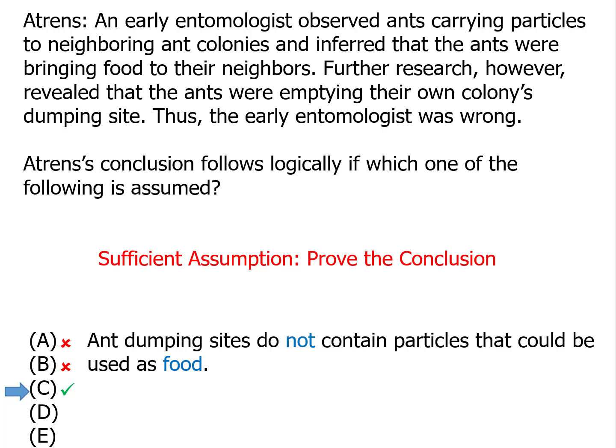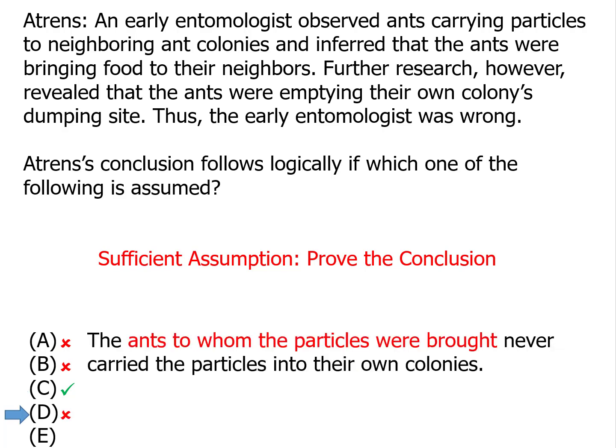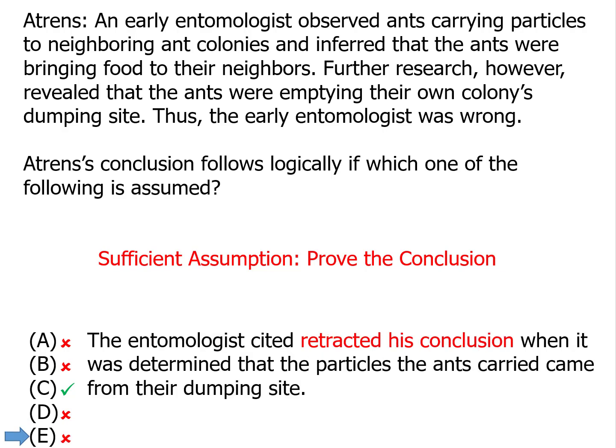Now a quick look at the other answers to see why they're wrong. Answer choice D is wrong because it's about the ants that the particles were brought to. Nothing matters about them. What matters is the ants that were doing the bringing. Were they bringing food? Answer choice E tells us that the entomologist in the argument retracted his conclusion. Now what that entomologist thought about his own work on down the road doesn't tell us whether it was right or not. He could have been wrong to retract his work. So since this does not prove 100% that he was wrong, it is not our answer. Answer choice C is the answer.